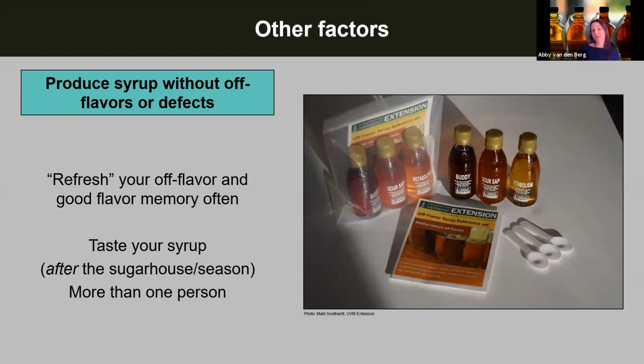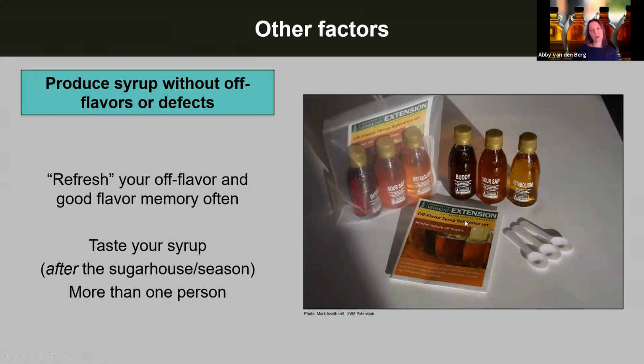So lots of off flavors being made, lots of preventable off flavors being made. And this is a whole topic for a whole 17 presentations, but a couple of basic things to keep in mind with this are to refresh your off flavor and good flavor memory often.